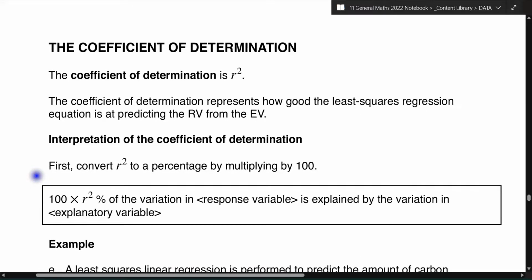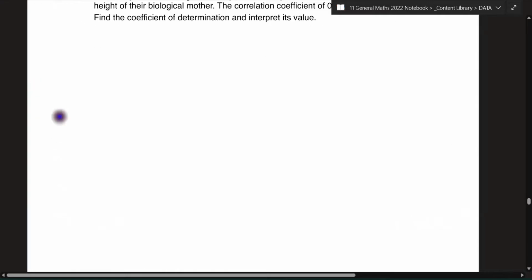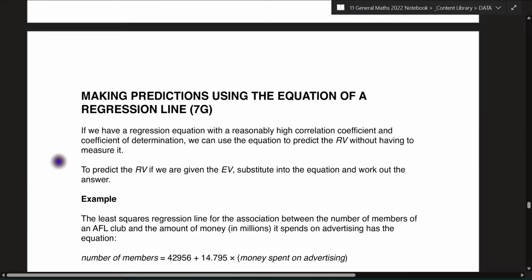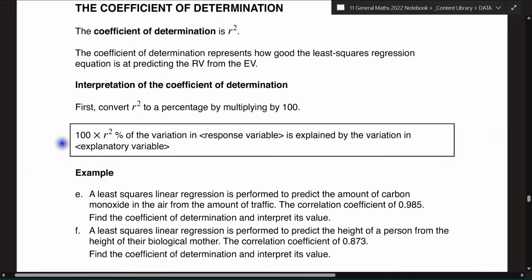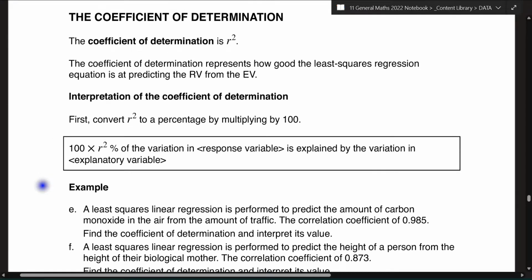Right, so the coefficient of determination, as well as everything else after that, which is making predictions using the equation of your line. Now, the coefficient of determination is just something that I'm going to go through a little bit, because we have noticed that this has popped up in some of the Year 12 exams.